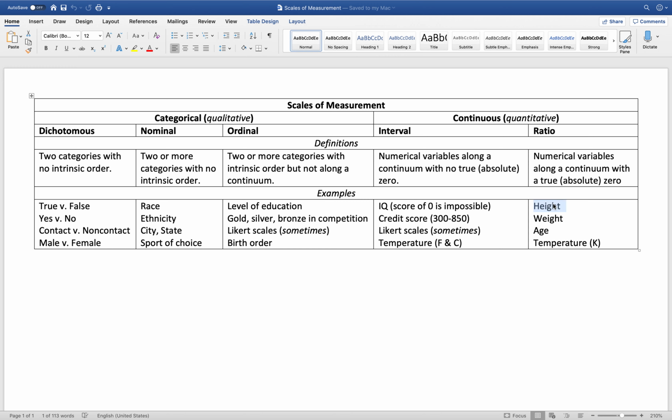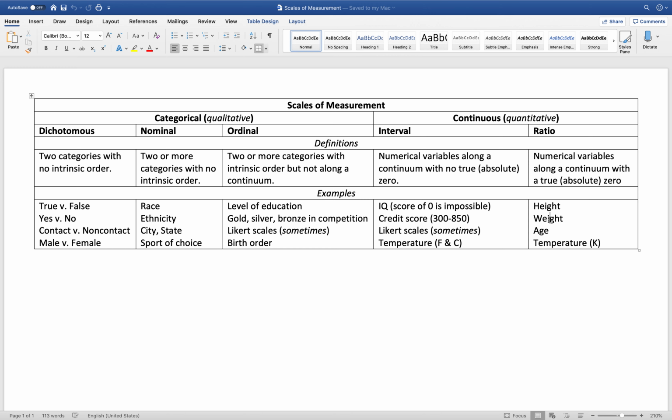Now, let's start with height. If you're 0 feet, 0 inches, 0 everything tall, you don't have any height. You cannot be negative inches tall, right? Therefore, this is a true zero. You can't go in the negative direction, like you possibly can with Fahrenheit and Celsius. And when you're at 0, there is no height. The concept of height, as far as this particular individual is concerned, doesn't exist. So that is a true and absolute zero.